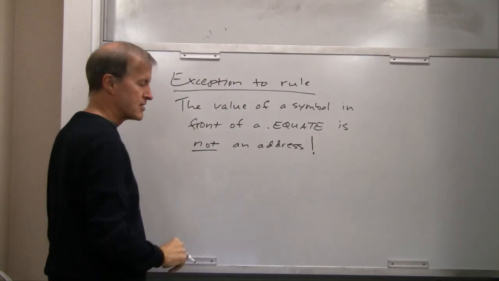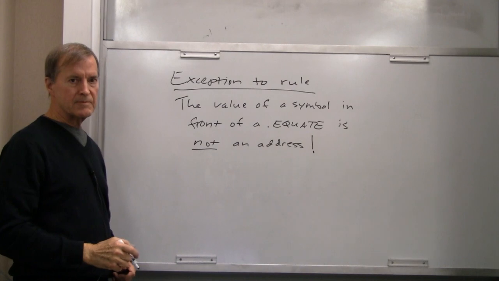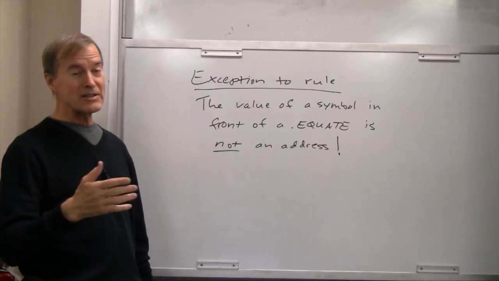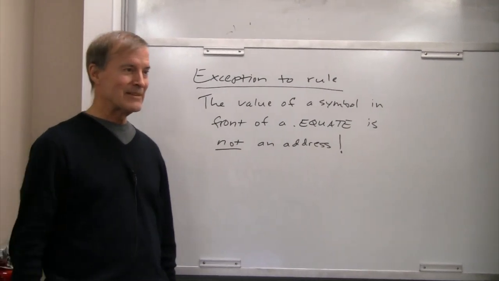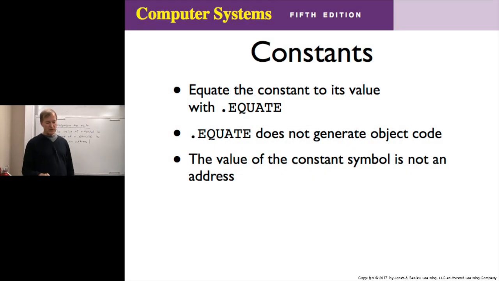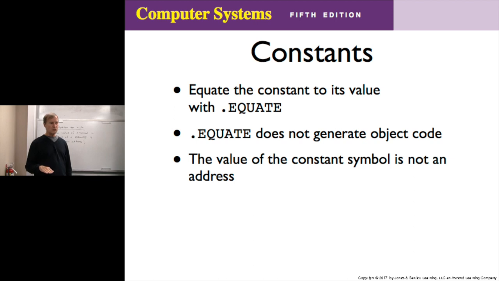But that's an exception to the rule. Is everybody with me on this? Unfortunately, it's like in English, you learn all these rules for spelling, and then there's an exception to the rule, the plural does not end in S. So this is an exception to the rule. Usually, symbols are addresses. But what does dot equate do? First of all, notice that dot equate does not generate object code. Instead, the value that you give for the dot equate is the value of the symbol. So the value of the constant symbol is not an address. Instead, the value of the symbol is equated to the value of the dot equate.